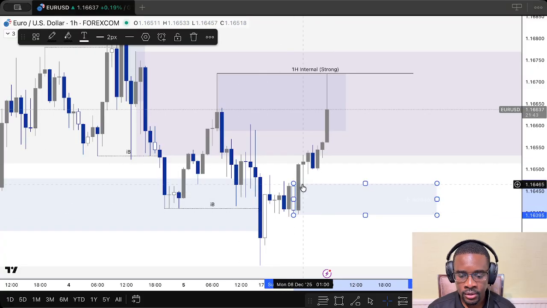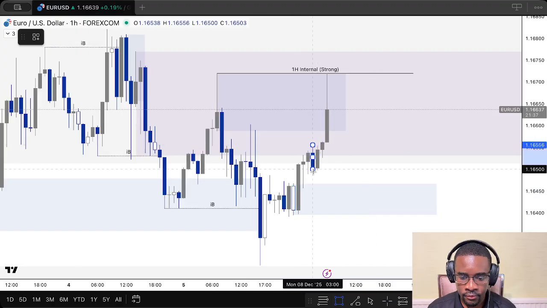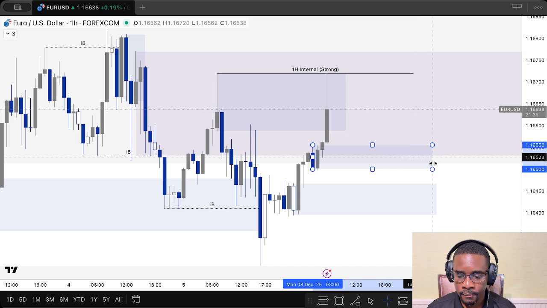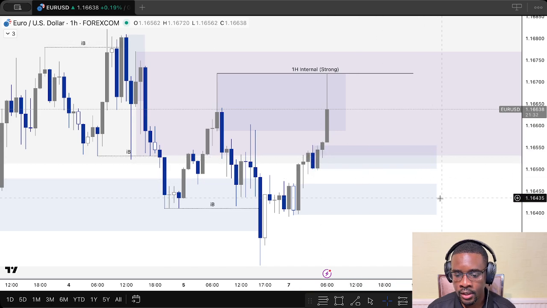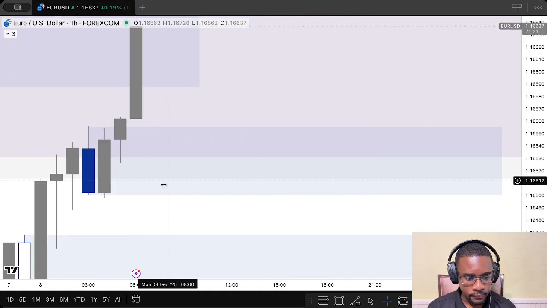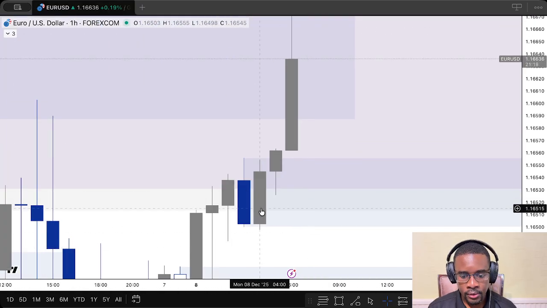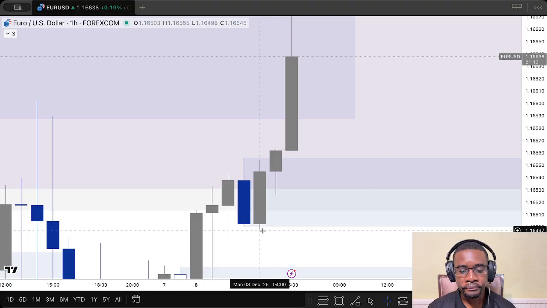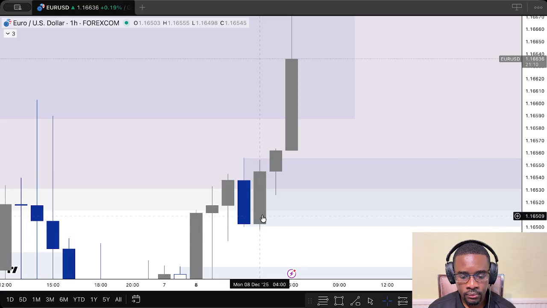Of course, we've had a mitigation on departure, and then we have this one, which is not the highest probability, but it can still play out. Oh, is it? Let's see. No, okay, so it looks like we do have a fractal structure break here. So, oh yeah, it is a reliable demand that we can look at.